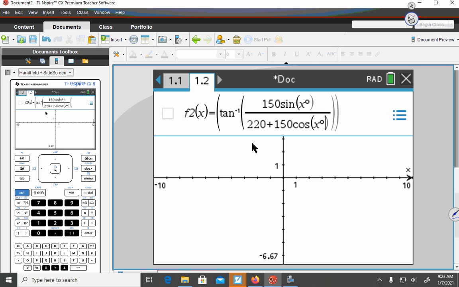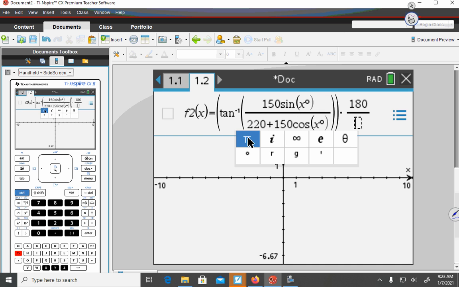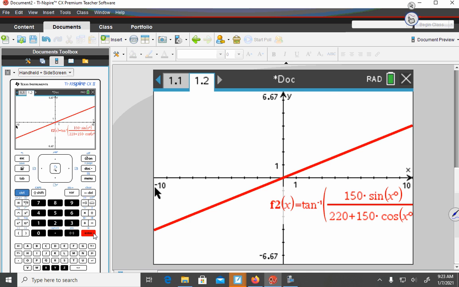I'm going to look at that, make sure it's fine. Right now this will be in radians, so I want to multiply this to change it to degrees by 180 over pi. I'm going to hit enter. I have that.